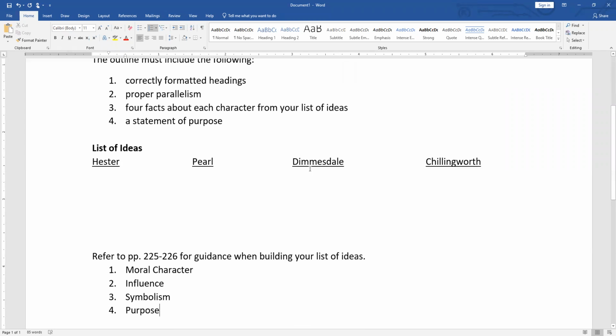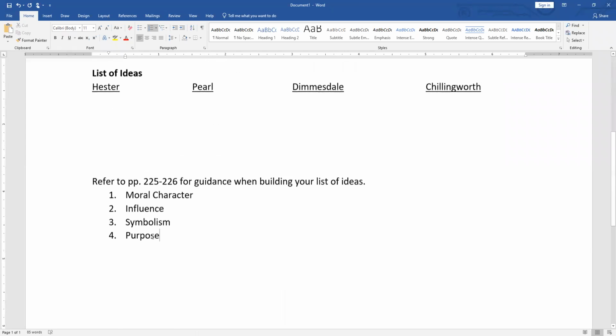So you're going to have a list for Hester, Pearl, Dimmesdale, and Chillingworth. And I put on here that you can refer to section 56, which is the character analysis that you're eventually going to be using this information to write. This outline is sort of the first step of that. When it talks about character analysis, there are certain questions that you ask yourself about the characters that you want to be able to answer. On the bottom of page 225 and the top of page 226, they have four main types of character traits that they ask you to look at.